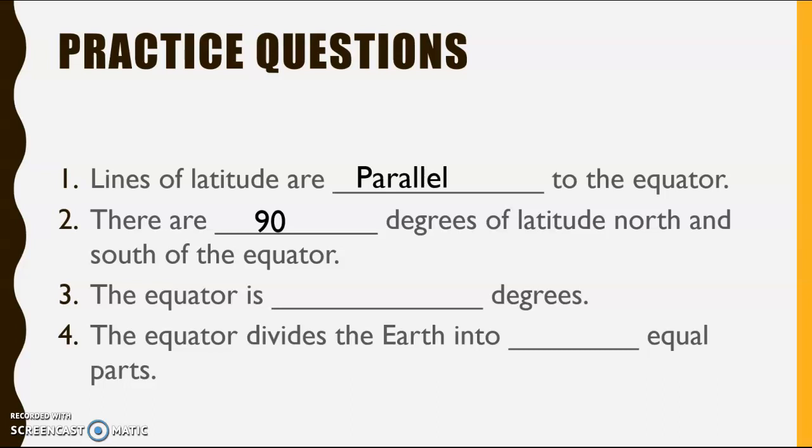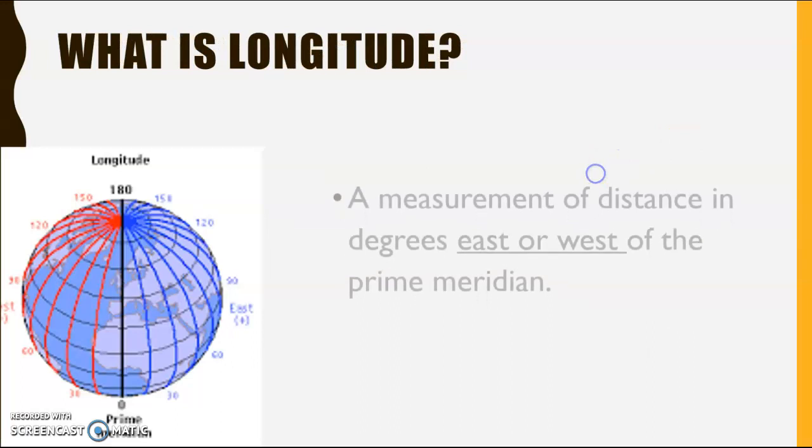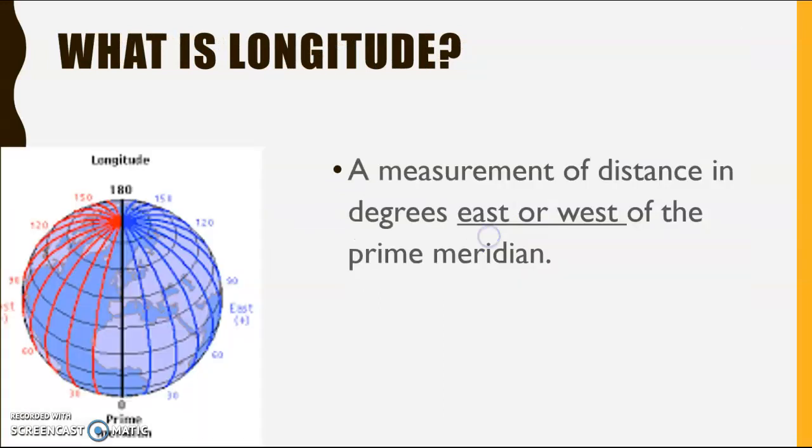There are 90 degrees of latitude north and south of the equator. So the equator is at zero. The equator divides the Earth into two equal parts. Longitude is a little bit different. Longitude is a measurement of distance in degrees west or east of the prime meridian.